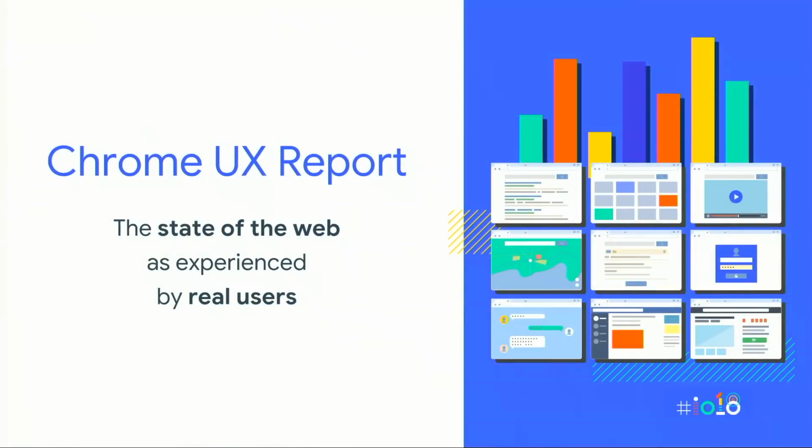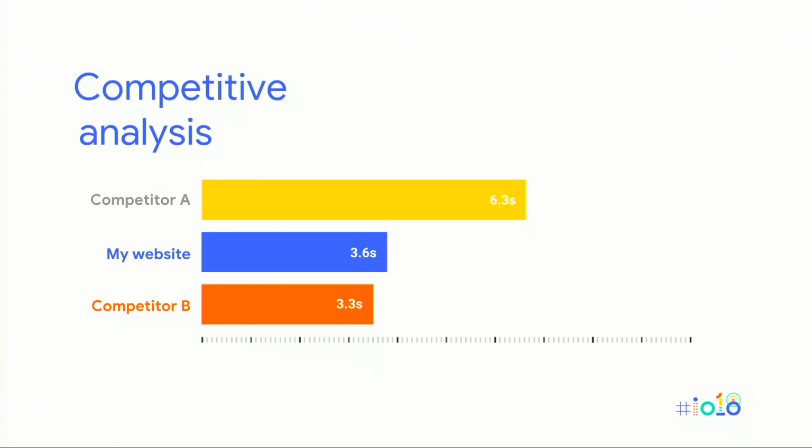The Chrome UX Report, also known as CrUX, helps us understand the state of the web. Specifically, it's a public collection of web performance data from real Chrome users. Let's see how it works.